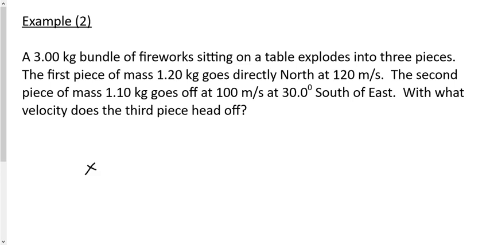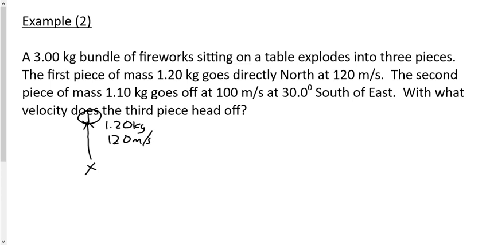I'm going to draw my situational diagram again. Here's my explosion point, we'll call it, my X. X marks the spot where the explosion took place. Piece number 1 goes north. We'll say it has a mass of 1.20 kilograms, and it goes north with a velocity of 120 meters per second. Now, piece number 2 goes off 30 degrees south of east.